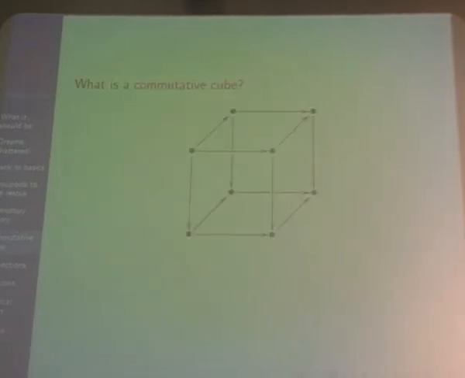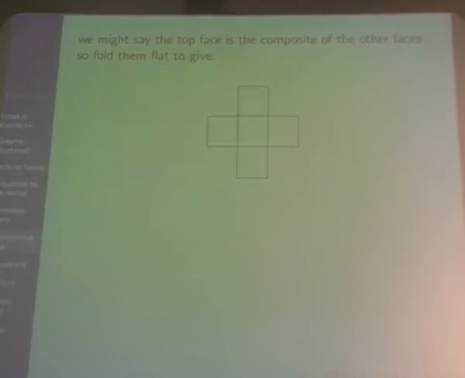The question is, what is a commutative cube? And here we don't want to say just the edges commute, but the faces actually commute. So the interesting thing, we might say that the top face is the composite of the other faces. So you fold the other faces flat to give that picture. And the trouble is, you can't form the composition of these five faces. So what does one do about that? Well, what you do is you need fillers. You need ways of filling in these corners, because when you fold this flat, this edge is the same as that edge, and there should be a canonical way of filling in these. So I'm now talking about the relations among these.